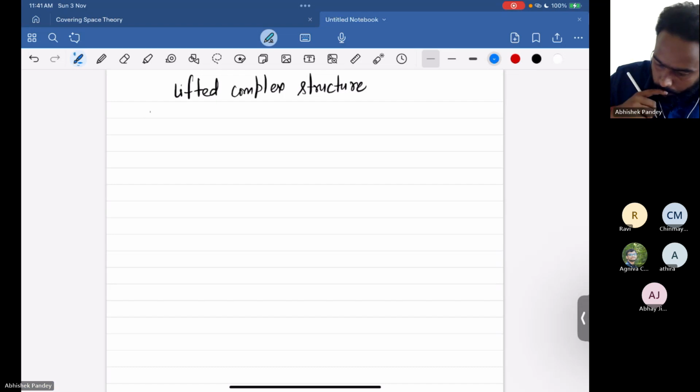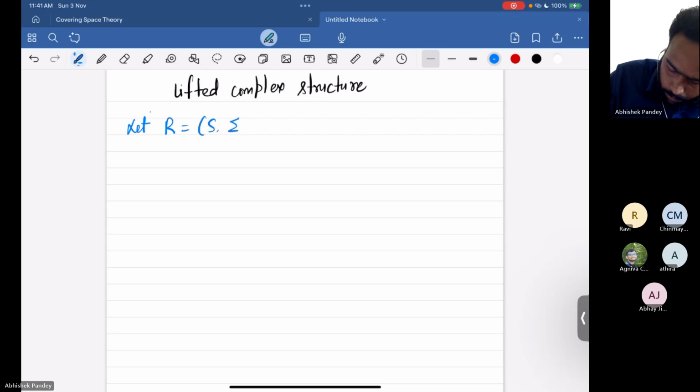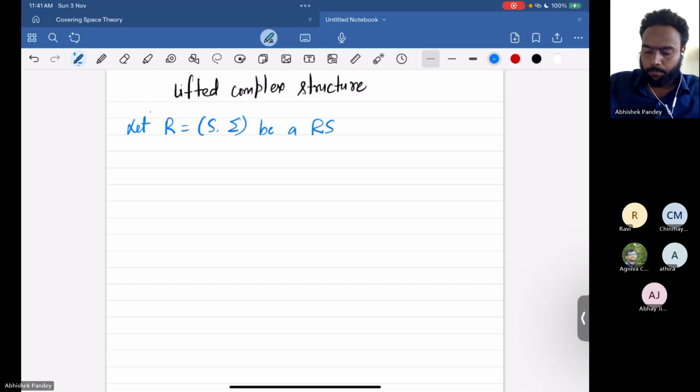So remember that R is a Riemann surface. In short, I will write it as RS. A Riemann surface is a surface with a conformal complex structure, sigma. Remember that a surface S is nothing but a connected Hausdorff topological space which is locally Euclidean, R2.